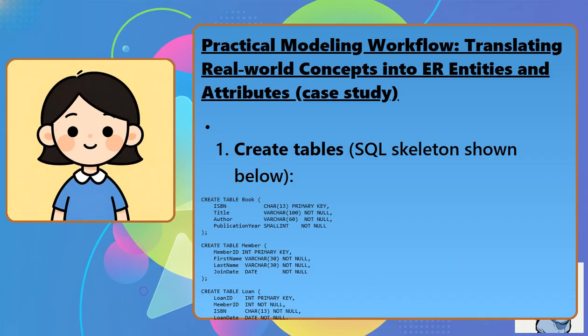7. Create tables. Create table book with columns ISBN char 13 primary key, title varchar 100 not null, author varchar 60 not null, publication year small integer not null. Create table member with columns member ID integer primary key, first name varchar 30 not null, last name varchar 30 not null, join date date not null. Create table loan with columns loan ID integer primary key, member ID integer not null, ISBN char 13 not null, loan date date not null, return date date nullable, foreign key member ID references member ID, foreign key ISBN references book ISBN, and a check that return date is null or return date is greater than or equal to loan date.